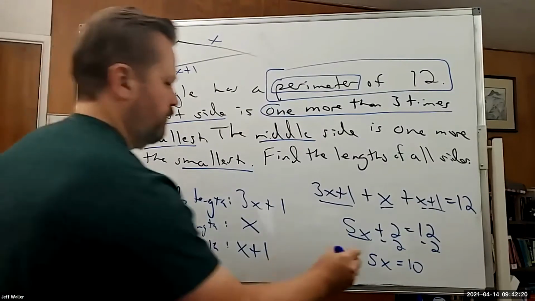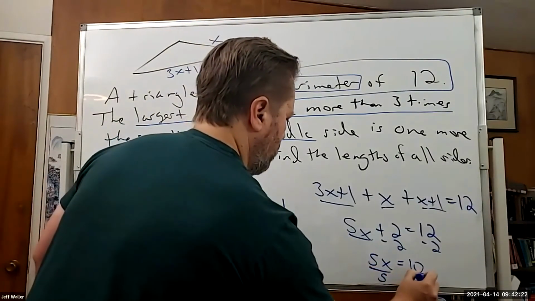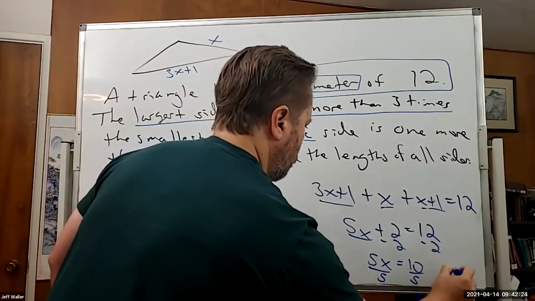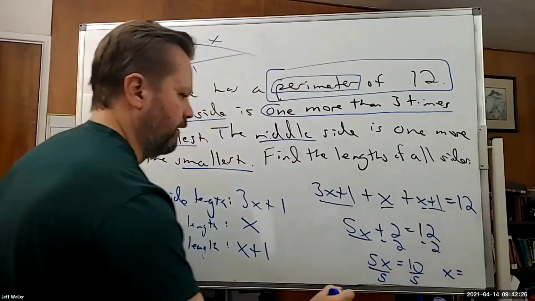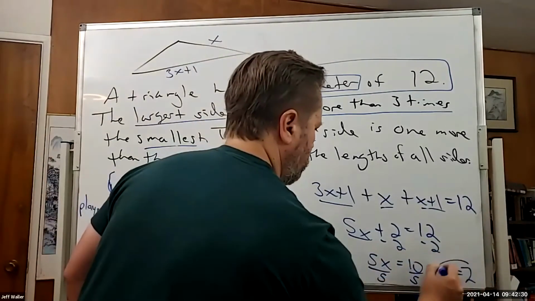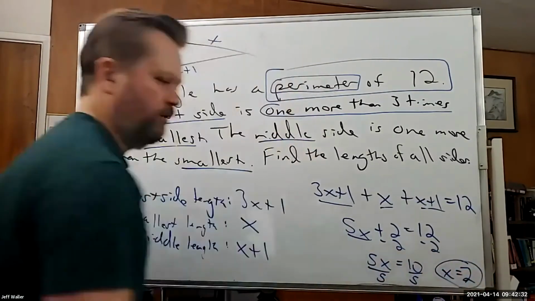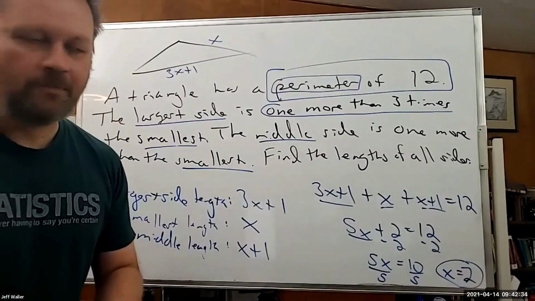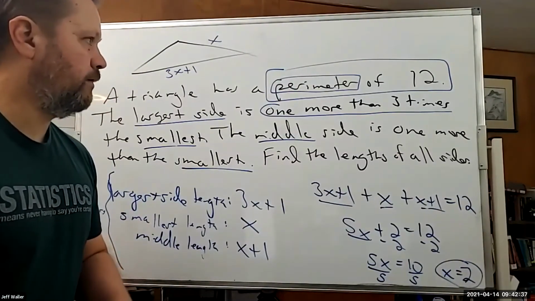Divide by 5. Almost always divide last. So I get x equals 2. Do I circle that and keep going? You know the answer to that is no.